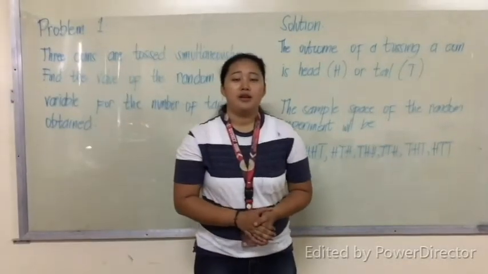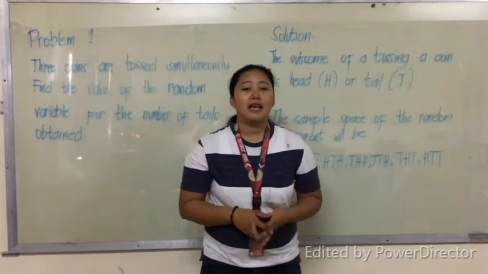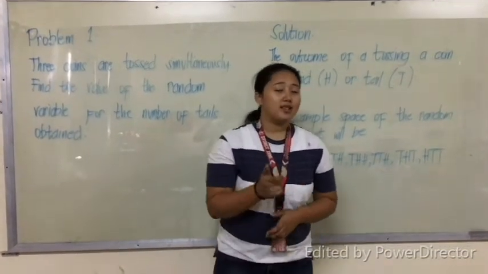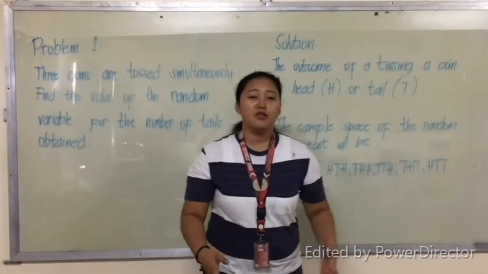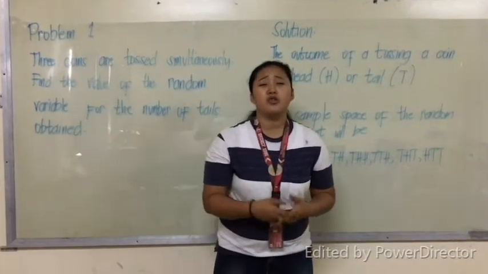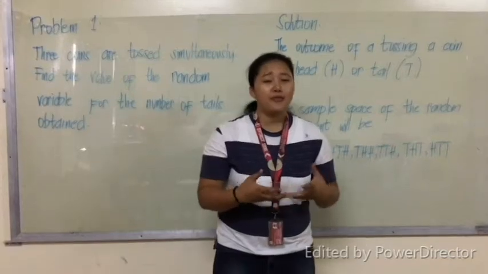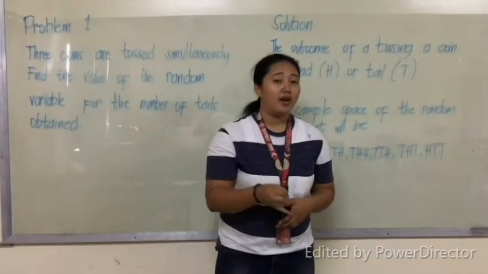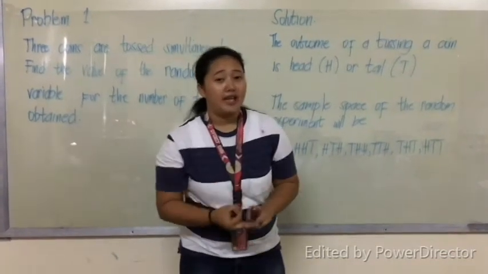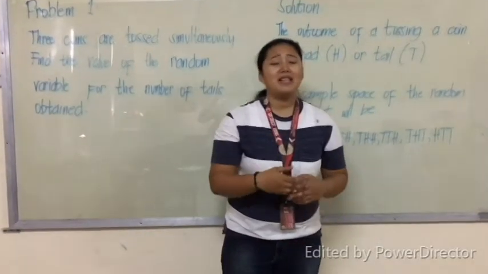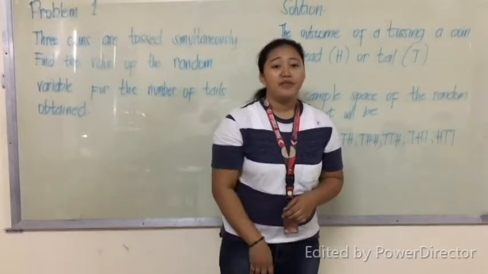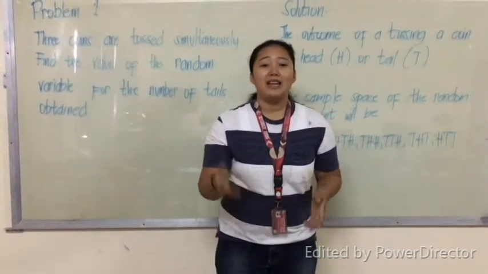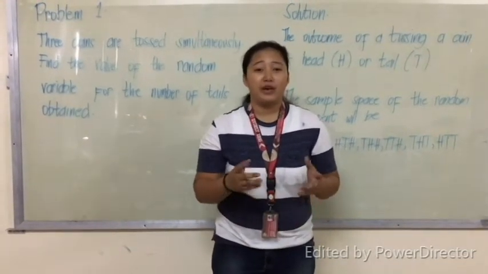Good day everyone. My topic is all about discrete random variables. What are discrete random variables? Discrete random variables are those variables that can attain countable discrete values such as 1, 2, 3, and 4. The probability distribution of discrete random variables gives the probability of getting each value of the random variable.